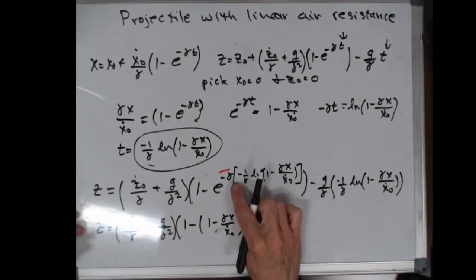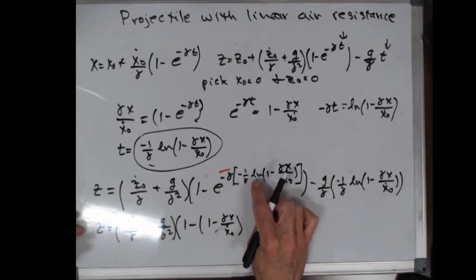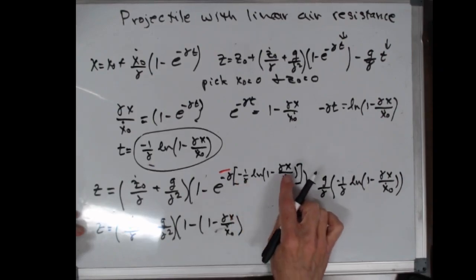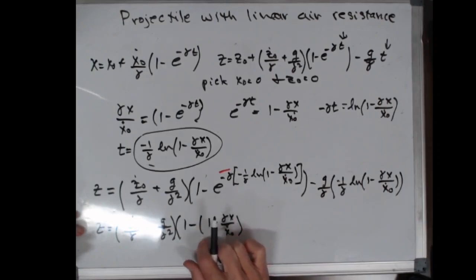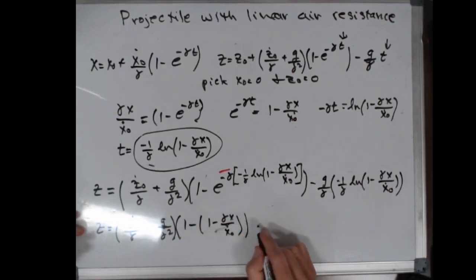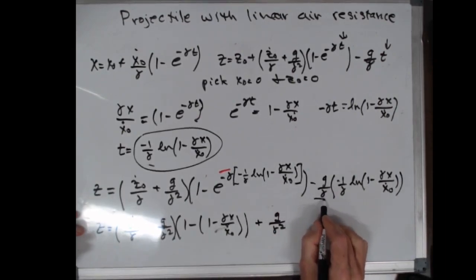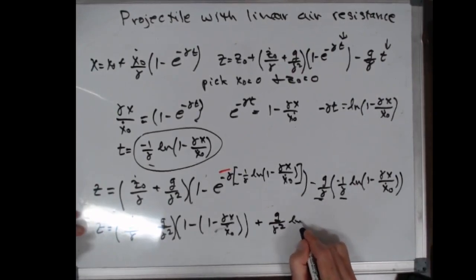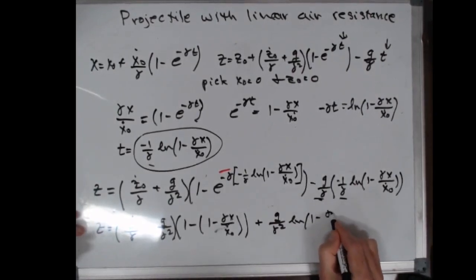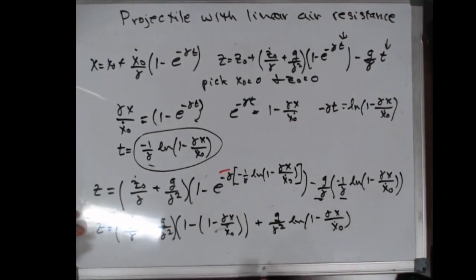Because the minus gamma and the minus 1 over gamma canceled, and the log and the exponent canceled, so it's minus 1, minus parentheses 1 minus that, minus, and so I'm going to pull this out, so it's going to be a plus g over gamma squared. That's combining this one and that one, times the log of 1 minus gamma x over x naught dot, close parentheses, like that.